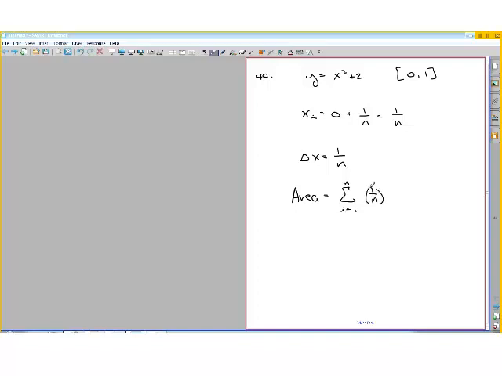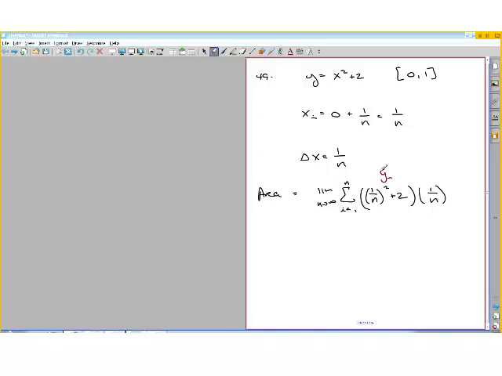x is 1 over n squared plus 2. So that's the function. By plugging in for x of i, we put it in here, so we get 1 over n squared. And then we multiply by the width of the rectangle, which is 1 over n. And we do that summation, and to get the exact answer, what we do is we take the limit of this thing as n goes to infinity. So the exact area underneath the curve is the limit as n goes to infinity of this summation.